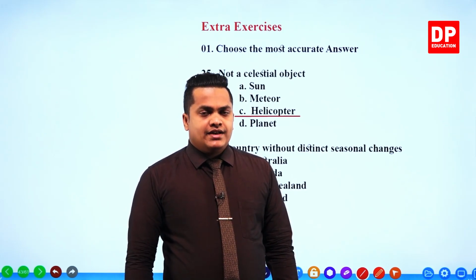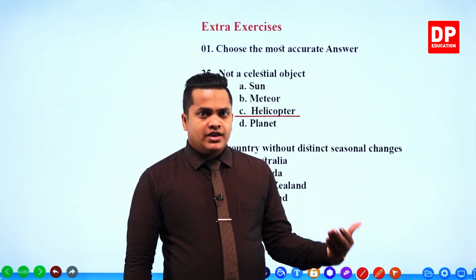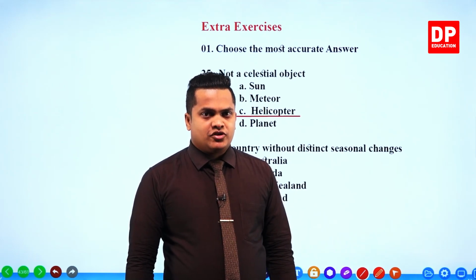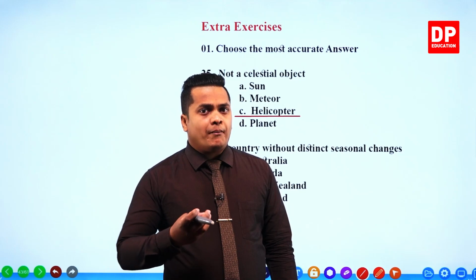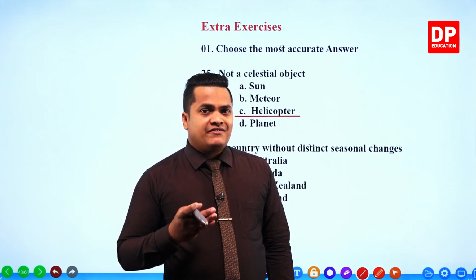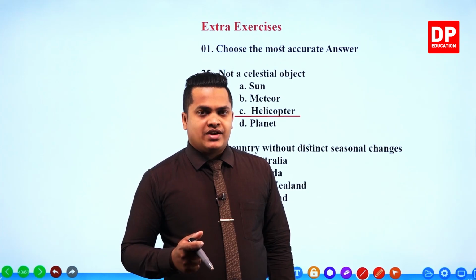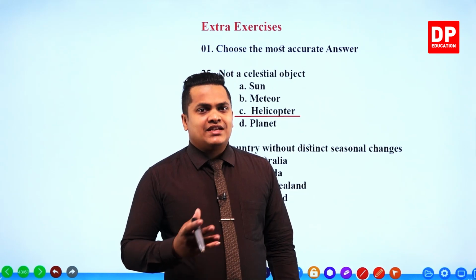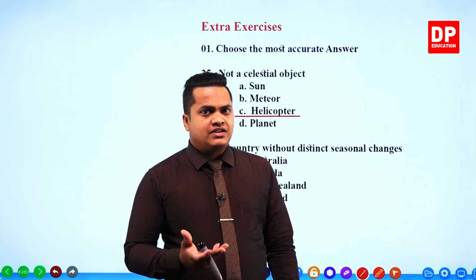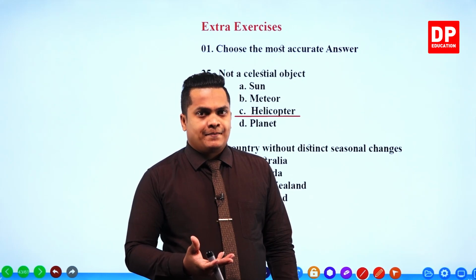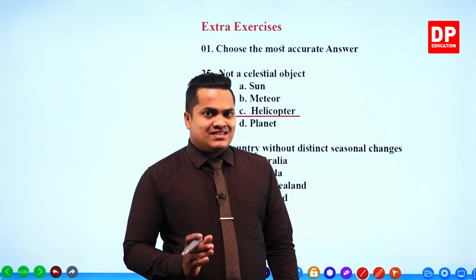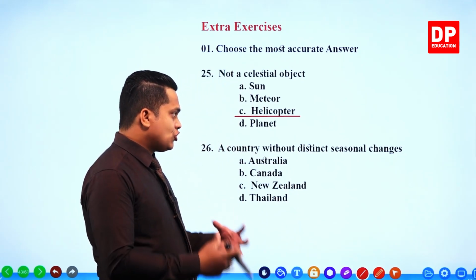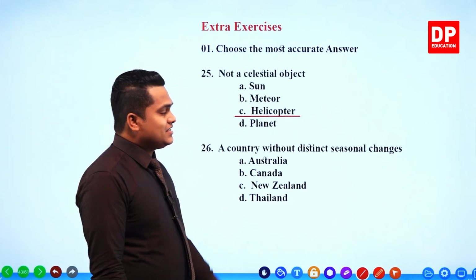It should be located away from the equator in order to observe seasonal changes. If the particular country is a tropical country, that means if it is located near the equator, my dear children, we can't observe any seasonal changes. That's why in Sri Lanka also we can't observe distinct seasonal changes. So here the question is asking for a country that does not show distinct seasonal changes.